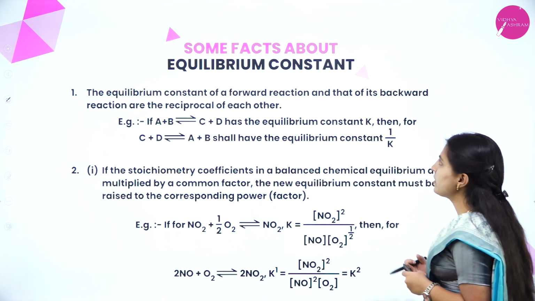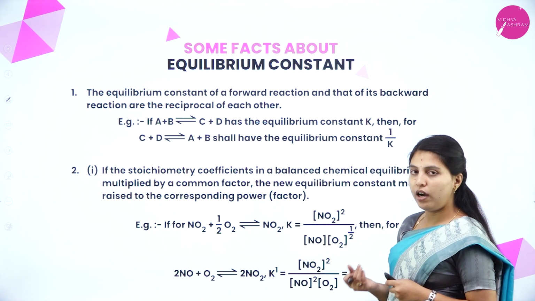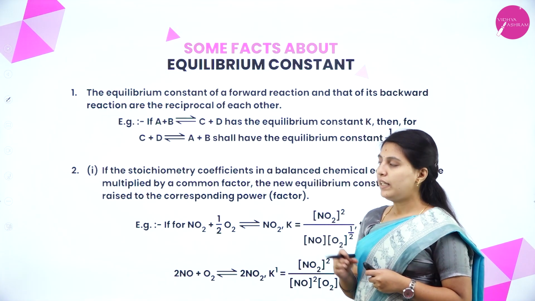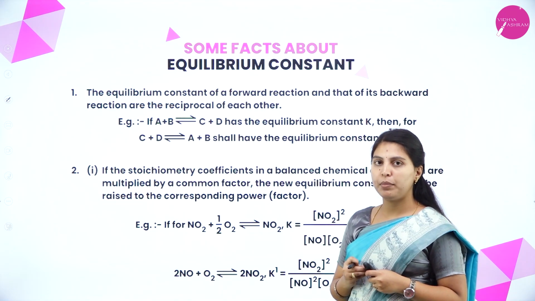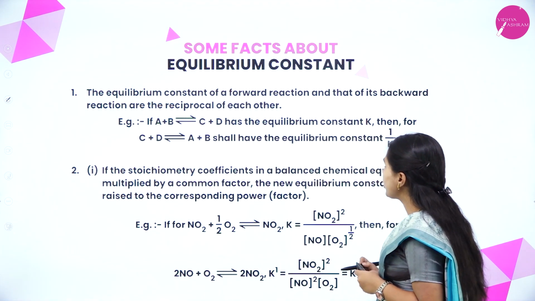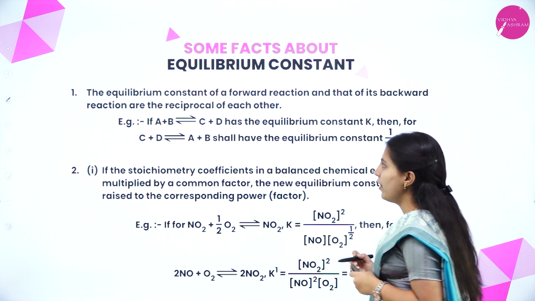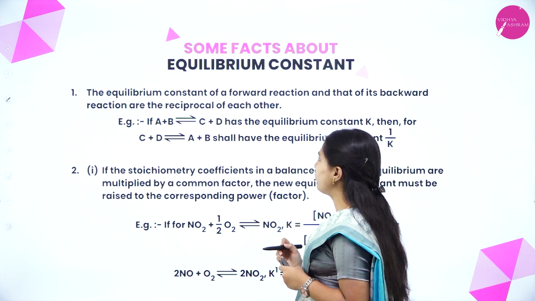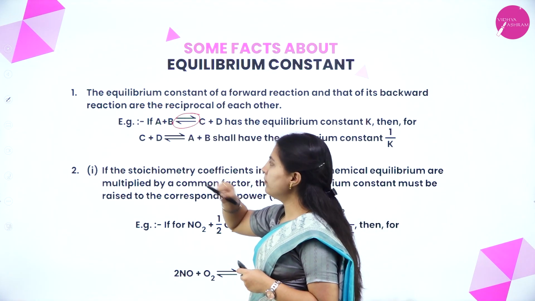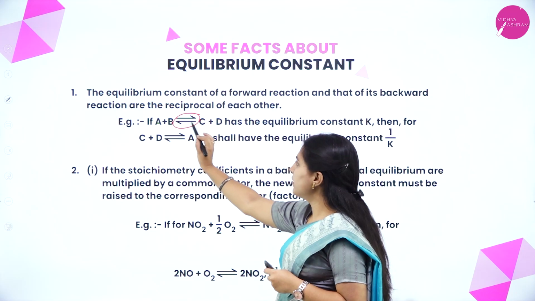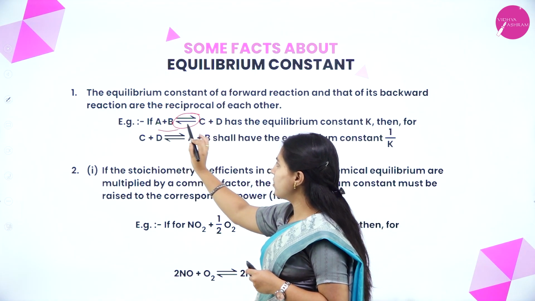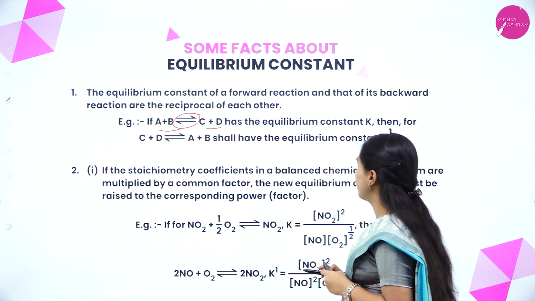Next, some facts about equilibrium constant. After knowing all the characteristics of equilibrium, there are a few points about the equilibrium constant. The equilibrium constant of a forward reaction and that of its backward reaction are the reciprocal of each other. See here, this is the equilibrium arrow mark and this is the reciprocal, meaning after the attainment, this much concentration will be equal to this much.